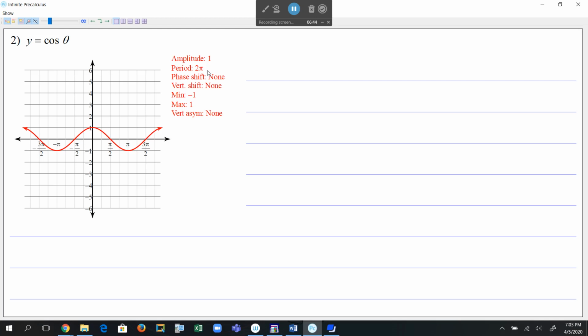The period, as in number 1, for the cosine parent function is 2 pi. And again, the graph of this cosine function has no phase shift and no vertical shift. The absolute y minimum is negative 1, and the absolute y maximum is 1, and cosine doesn't have a vertical asymptote.